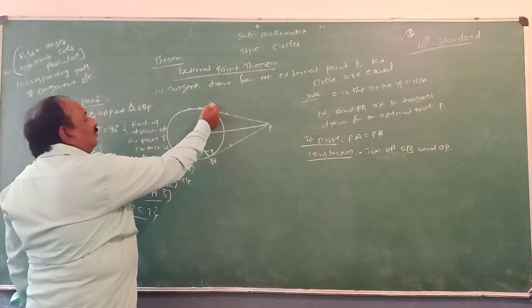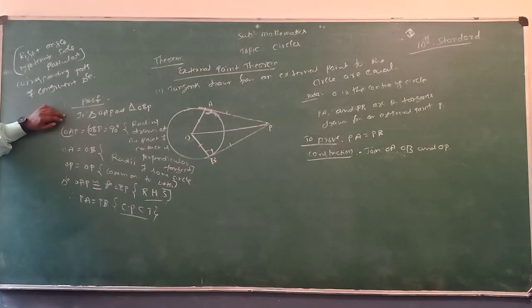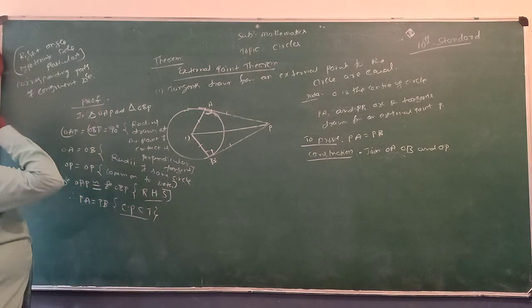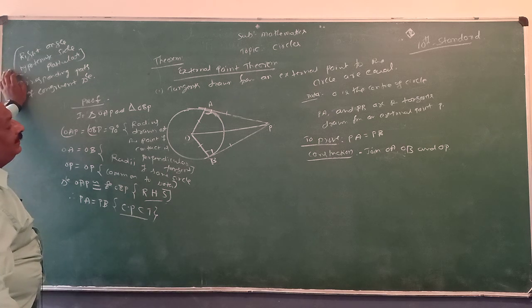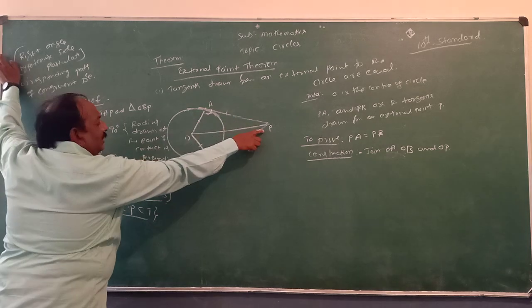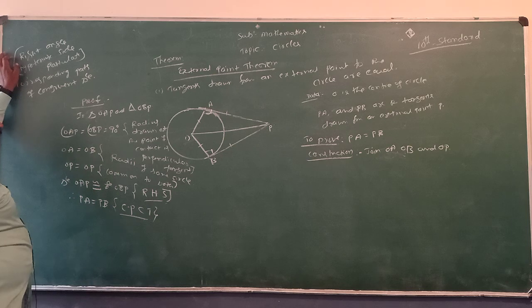Construction: join OA, OB and OP. In the right angle triangle OAP and right angle triangle OBP, angle OAP is equal to angle OBP is equal to 90 degrees.